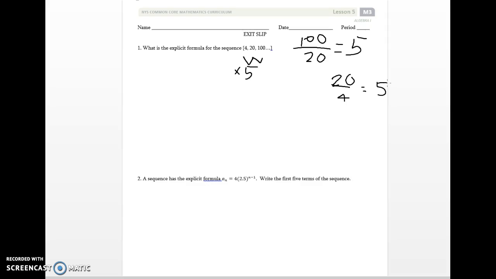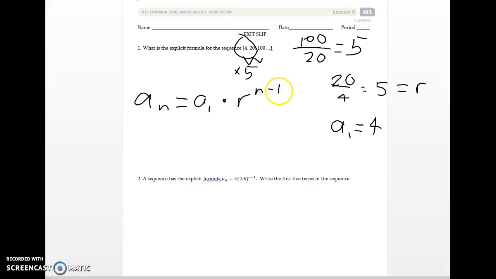So we have our common ratio. We also can identify our starting term being 4. So we can say a 1 is equal to 4, and the common ratio we found before is equal to r. Using the geometric explicit formula, we can just substitute these values in. The formula is a sub n equals a sub 1 times r to the power of n minus 1.